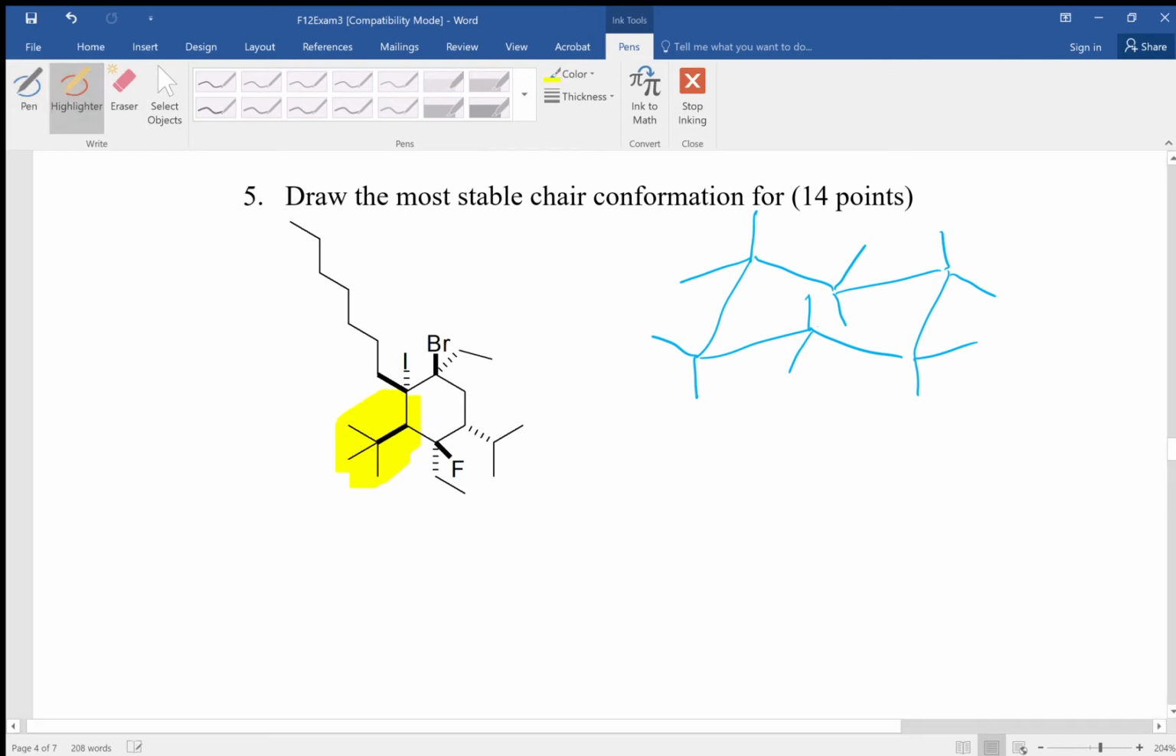Now, do we have a group that applies to here? In fact, we do. We know that if we have a tert-butyl group, that tert-butyl group always needs to be equatorial. So that equatorial group is pointing up. So I've just picked an equatorial position that's up and stuck the tert-butyl in.